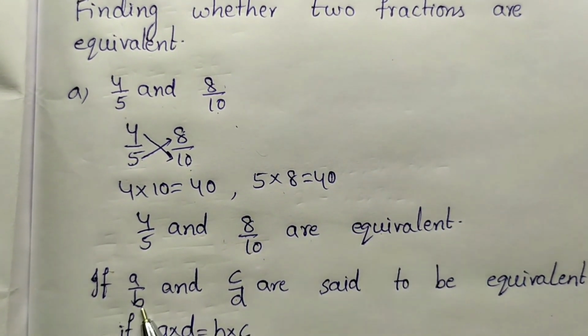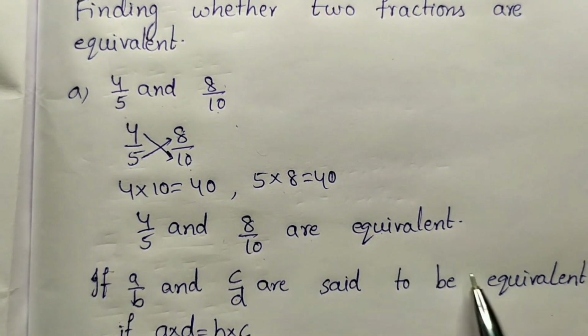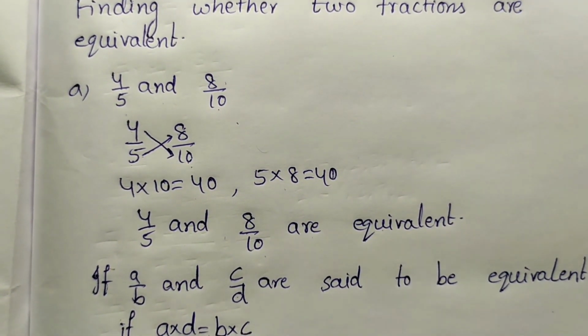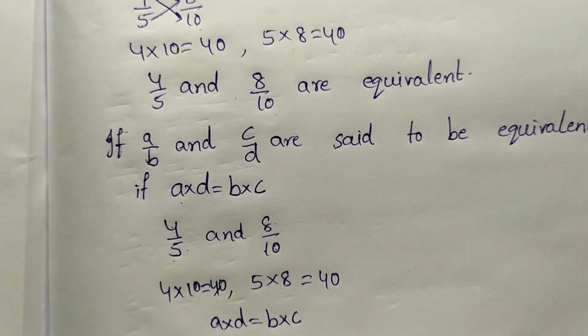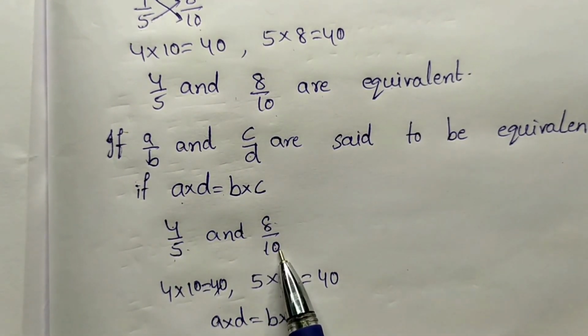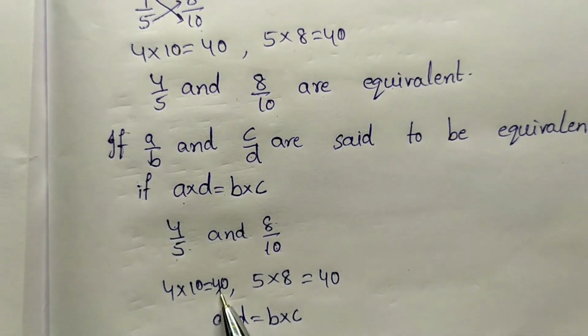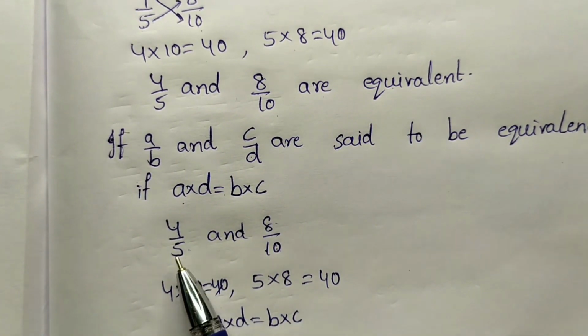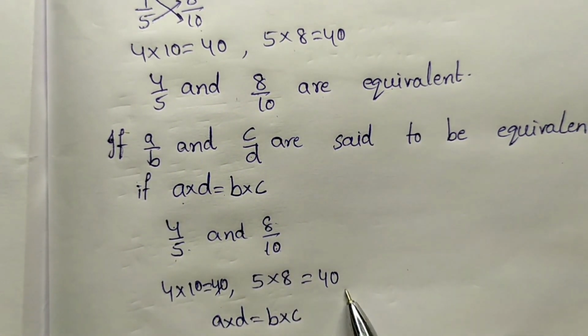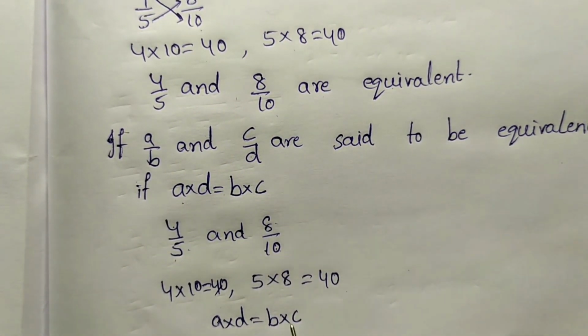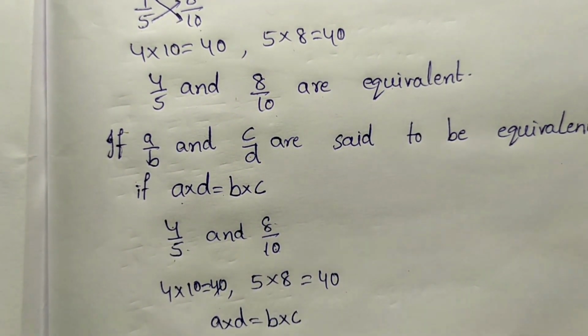A by B and C by D are said to be equivalent if A into D is equal to B into C. Here we have 4 by 5 and 8 by 10, right? So A into D means 4 into 10 is equal to 40, and B into C, 5 into 8, is equal to 40. So A into D is equal to B into C. So these fractions are equivalent fractions.